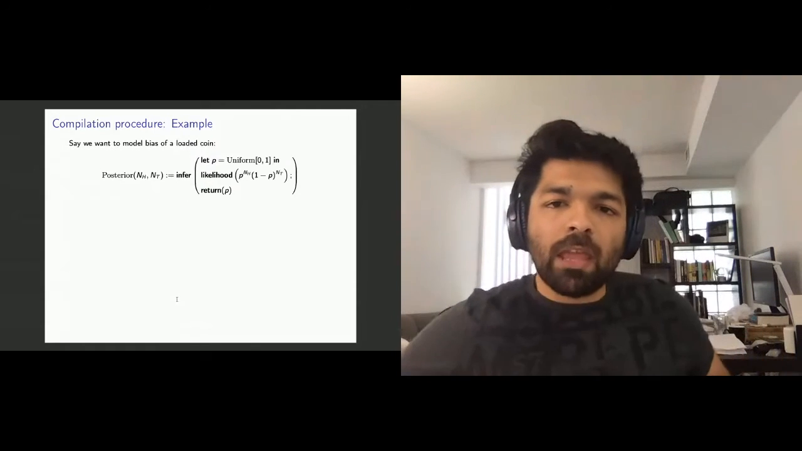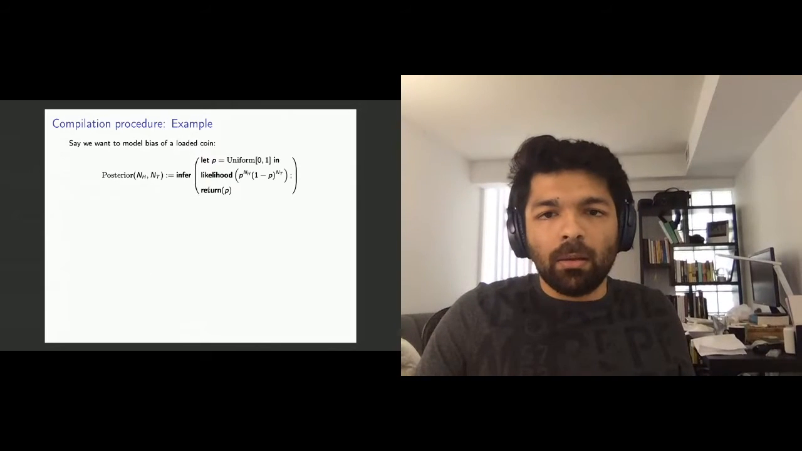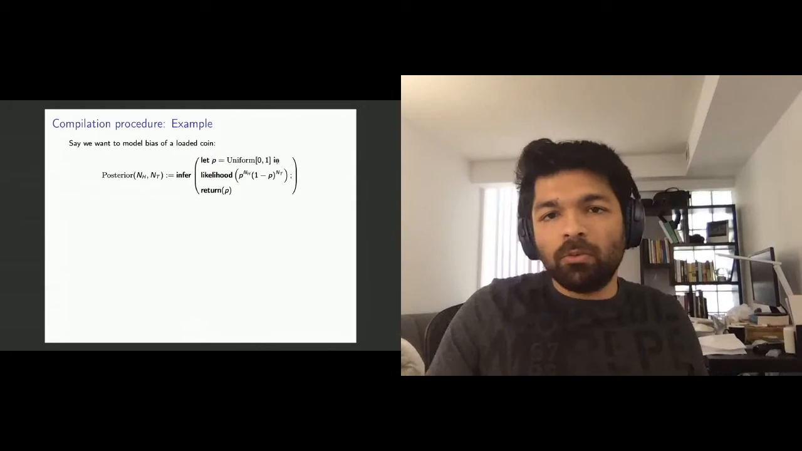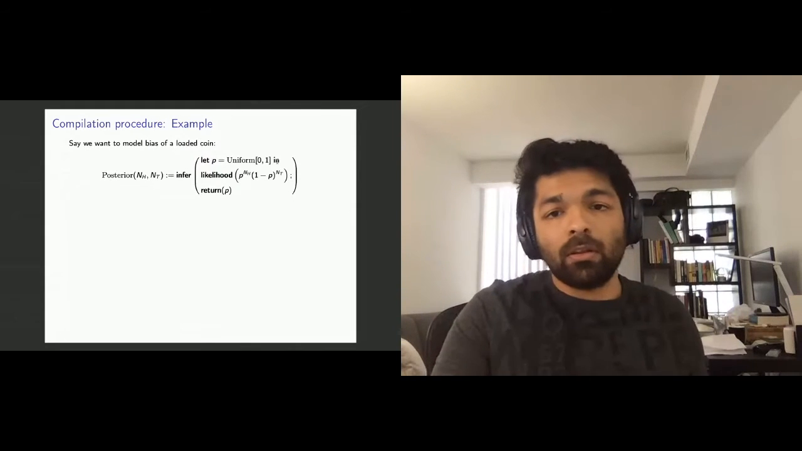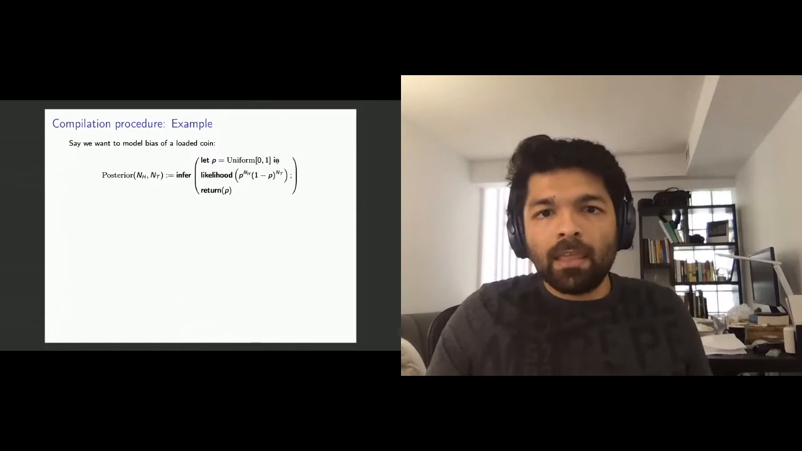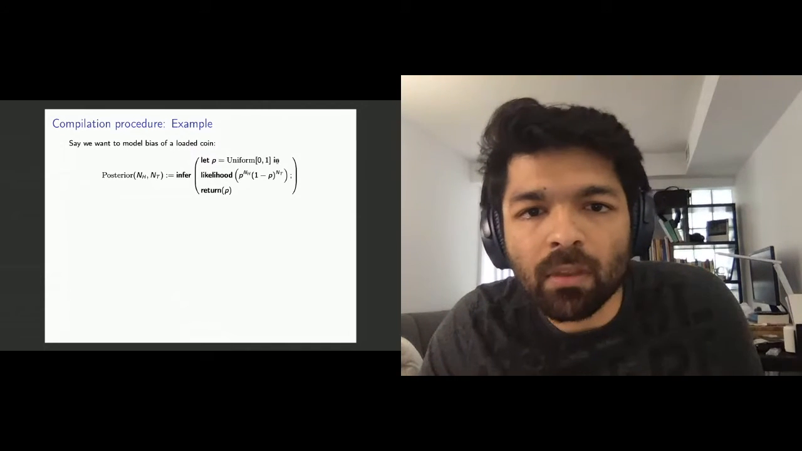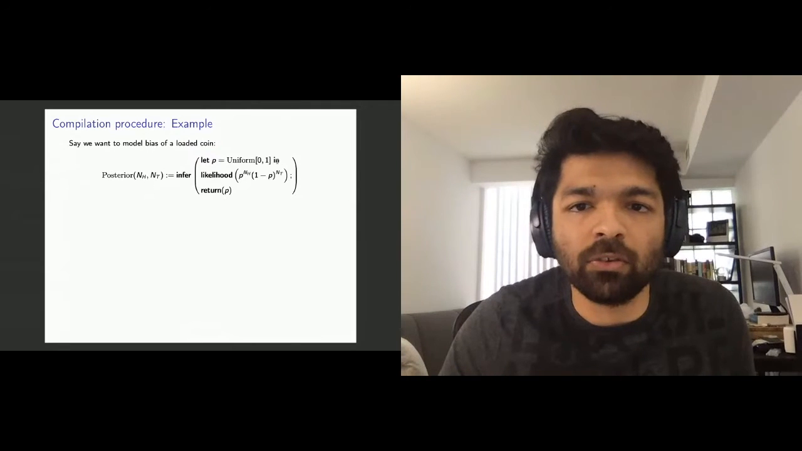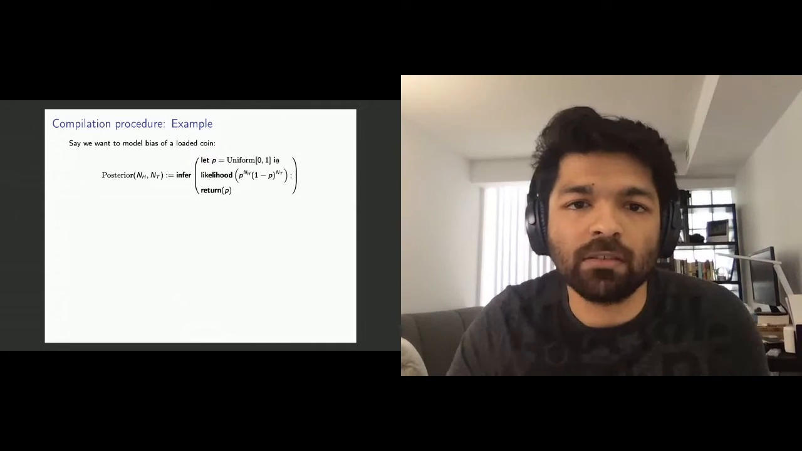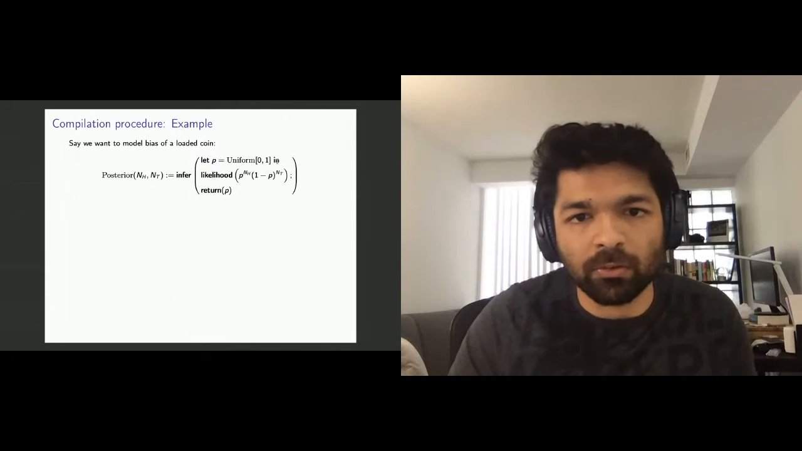Here, a priori, I don't know what the bias of the coin is, so I set that prior to be the uniform distribution between 0 and 1. So I don't know anything about the coin, so the bias can be anything. Then I scale the likelihood by the likelihood of the Bernoulli distribution. And our goal is to compute the posterior distribution of the bias. So we just plug it into infer, which should return the normalized posterior distribution.